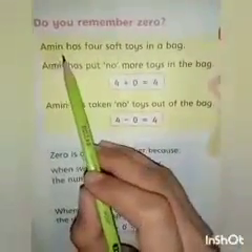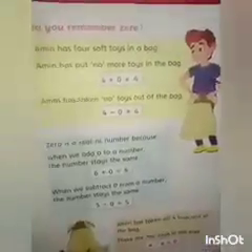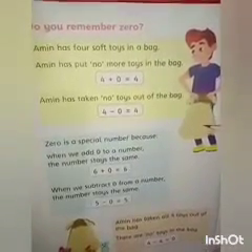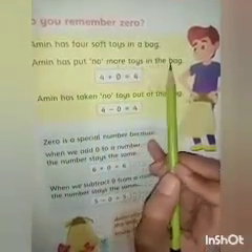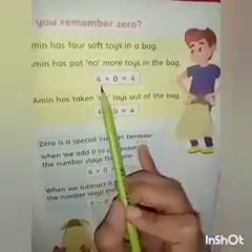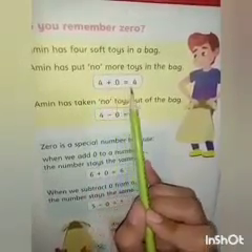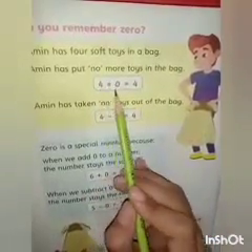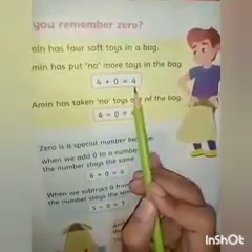Now, Amin has 4 soft toys in a bag. Amin has put no more toys in the bag. Now here, Amin has 4 toys in a bag. Amin put no more toys in the bag. When we add 4 and 0, we get the answer 4.